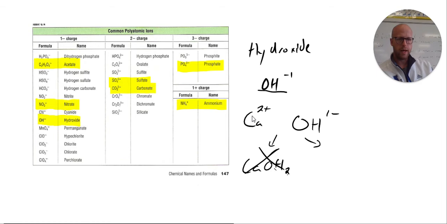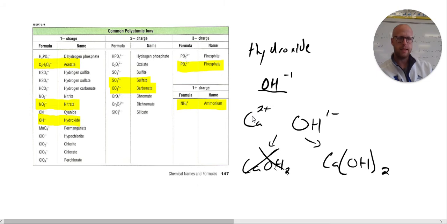What I would want to write is calcium, parentheses, OH, with 2 outside the parentheses. Now, what does that tell me? It tells me 2 hydroxides. Because for every 1 hydroxide I have 1 oxygen, 1 hydrogen, so if I have 2, you distribute this in, you have 2 oxygens and 2 hydrogens.